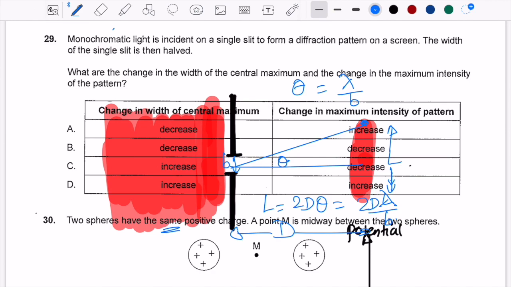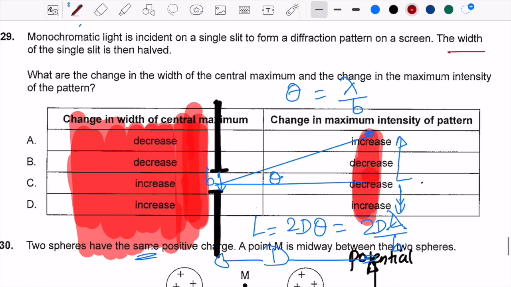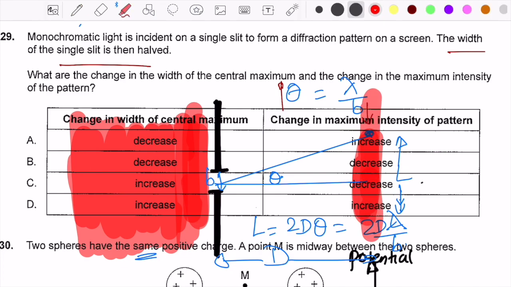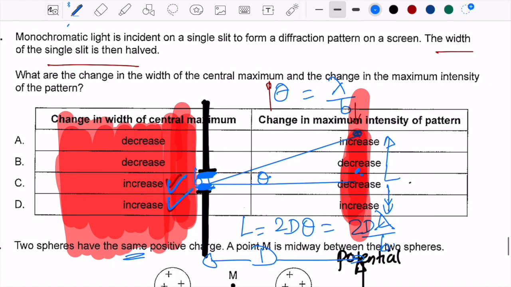Now if b decreases, they say the width of the single slit is halved, so theta will increase. What does this mean? It will spread out more, right? So the width of the central maximum will increase. The answer is either C or D. Second, the slit is narrower, so less intensity reaches here, meaning the central maximum's intensity should decrease. So the answer should be C.